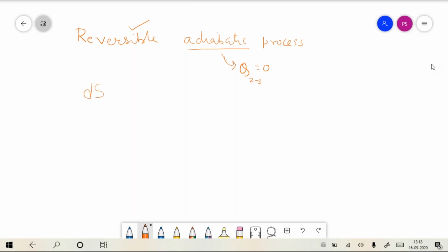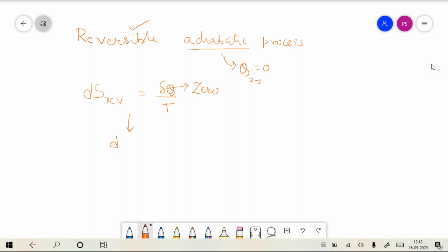So you know that expression for entropy change for a reversible process is dS = δQ/T. Because this is an adiabatic process, this term is zero. It follows that if you substitute 0 in place of δQ, dS reversible will be equal to 0, and it means that S is equal to constant.